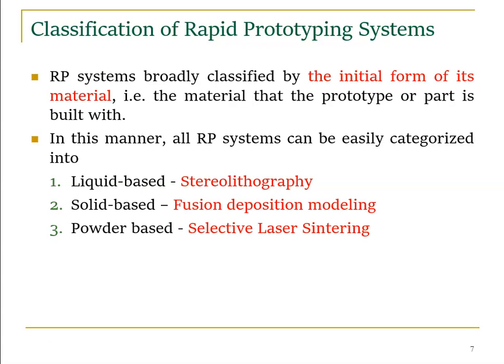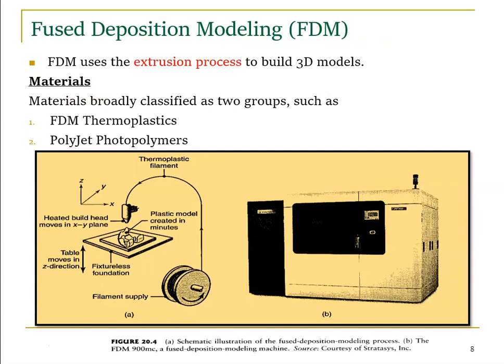So these are some of the examples for those processes. Right, so first we are going to see the solid-based RP, which is nothing but our fused deposition modeling, generally we say FDM. FDM uses the extrusion process. So we know that in extrusion, we have a die, and we place our piece between this die and apply the force, it will get the shape. So it is an extrusion process to build the 3D model.